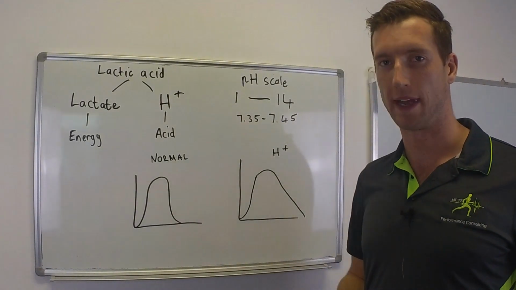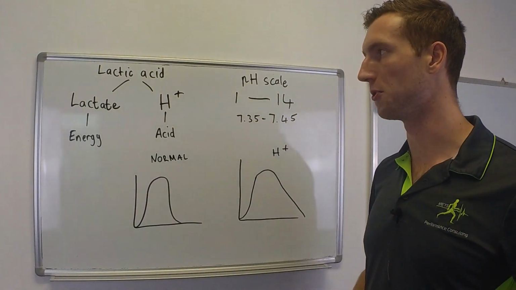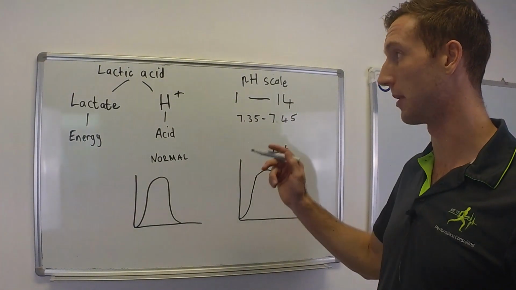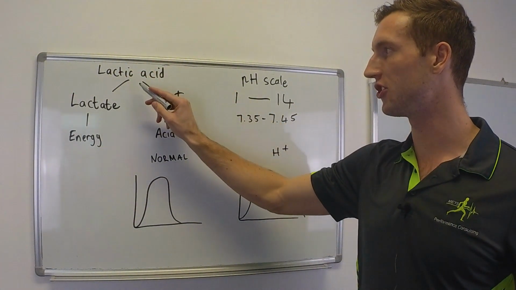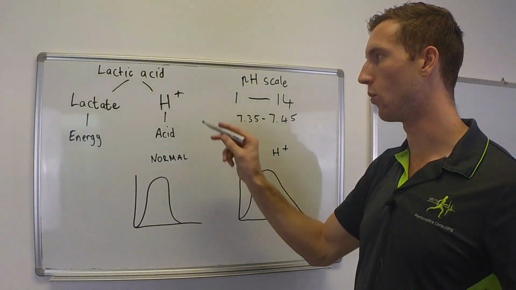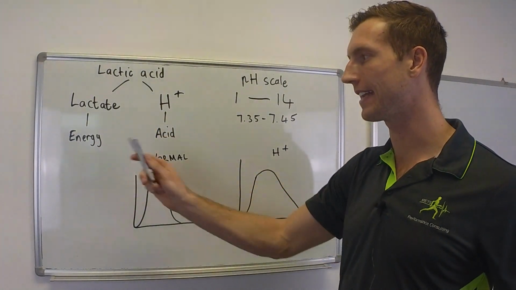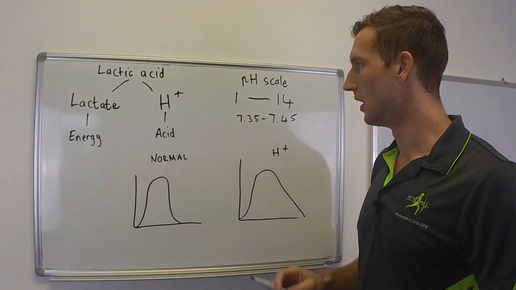Hey everybody, Luke McElroy back again with how hydrogen ions cause fatigue. So obviously hydrogen ions are a byproduct of the anaerobic glycolysis system. The byproduct is actually lactic acid, of which we get one lactate molecule and one hydrogen ion. As we know, hydrogen ion is the fatiguing component. Lactate can actually be used as energy.